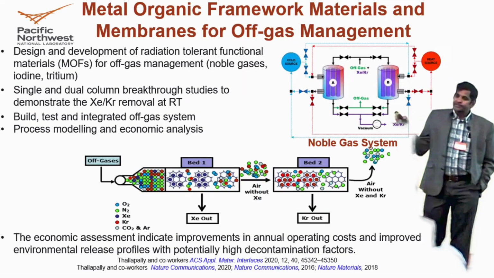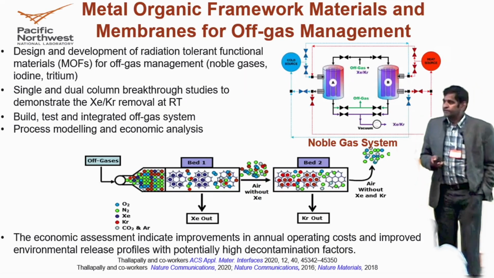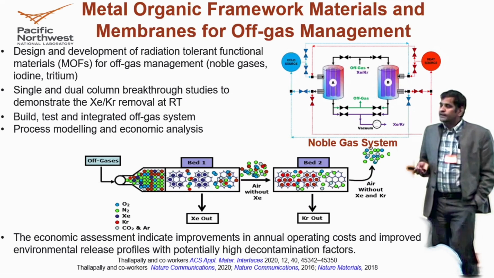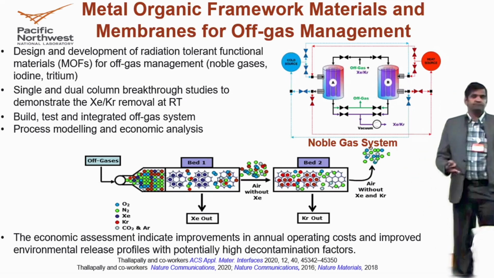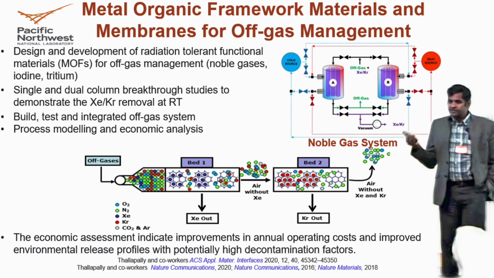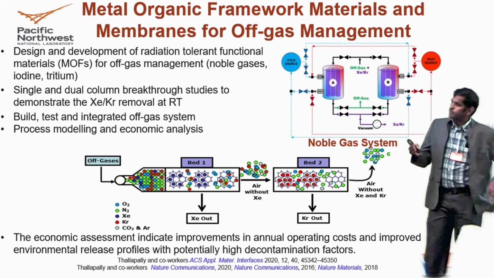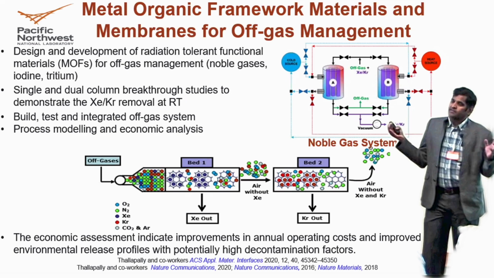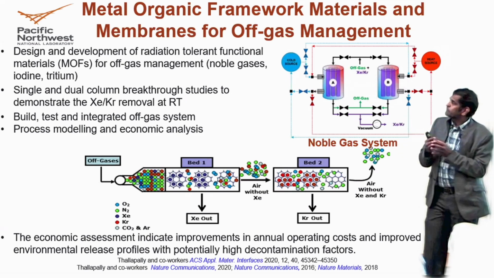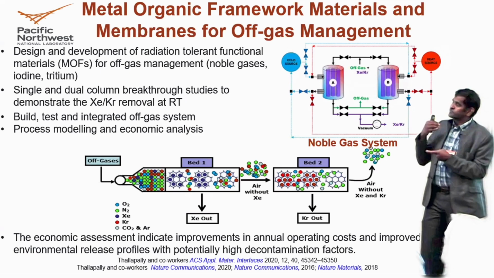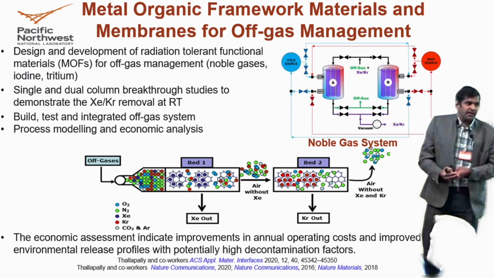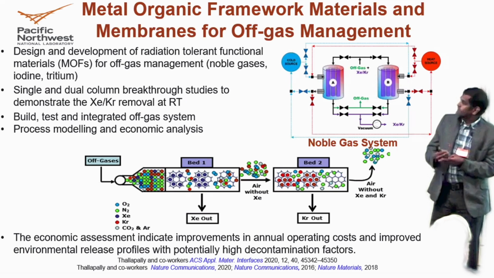We are developing a new class of materials called metal organic frameworks, trying to replace some of the charcoals that are typically used in the nuclear industry. The reason we want to develop these materials is that they have high surface area. As a result, you can reduce the footprint of the off-gas system significantly. We have done some scale up as part of previous programs, and we have characterized these materials.